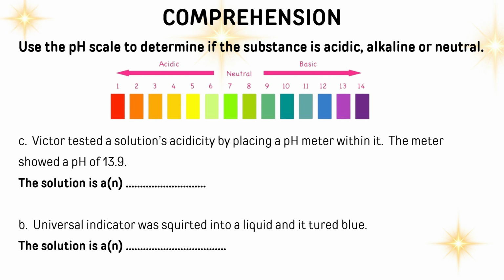Next one. So Victor tested the solution's acidity by placing a pH meter within it. The meter showed a pH of 13.9. The solution is A or N something. And universal indicator was squirted into a liquid and it turned blue. The solution is A or N something. Have fun!